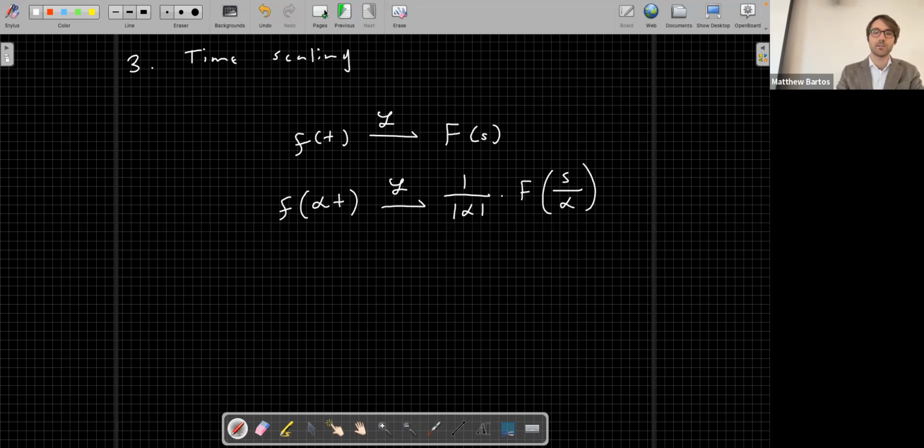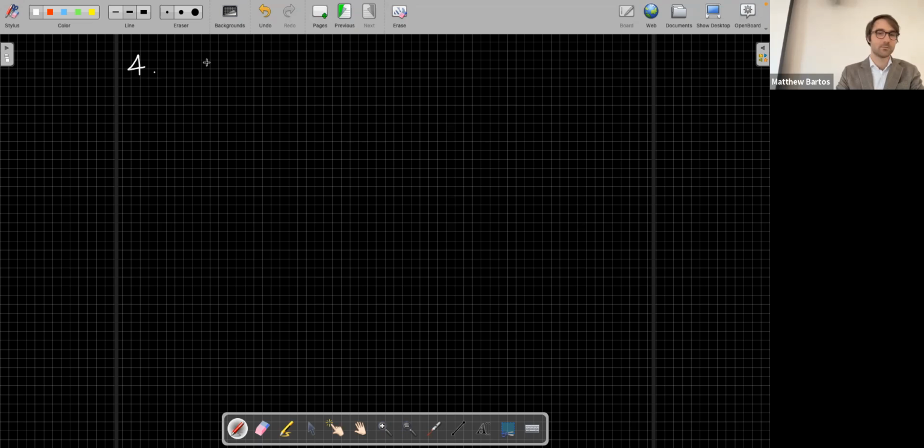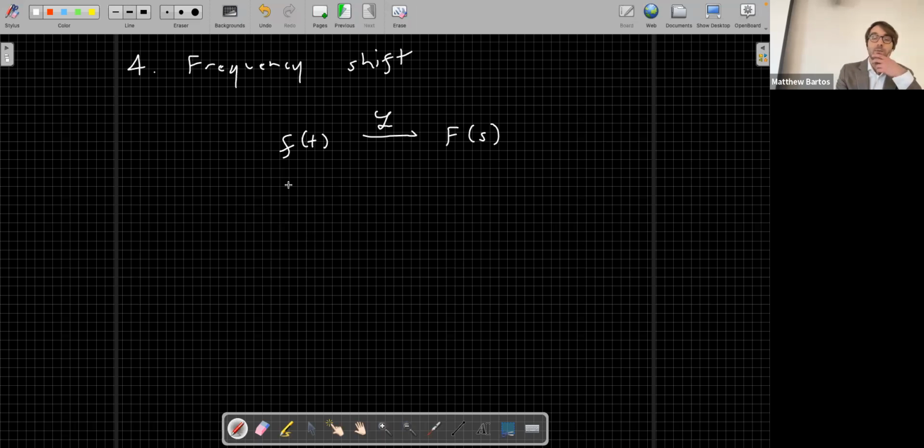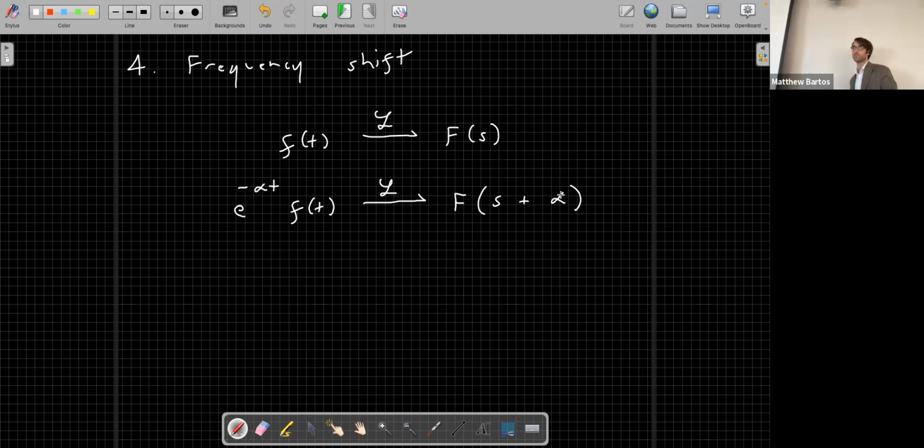All right. Property number 4, frequency shift. We have a function f of t in the time domain that maps to big F of s in the frequency domain. If we take our function in the time domain and multiply it by a complex exponential, that will become equivalent to taking our function in the frequency domain and adding that constant to our frequency. So it's equivalent to shifting our frequency.